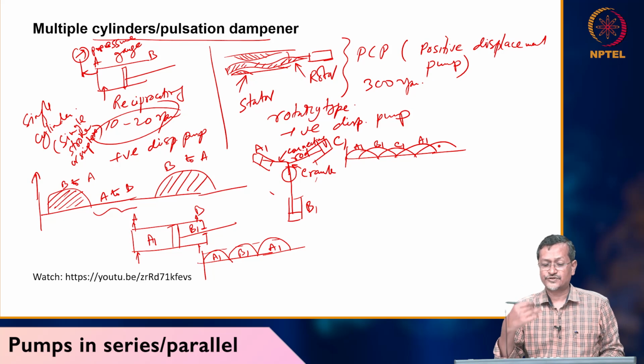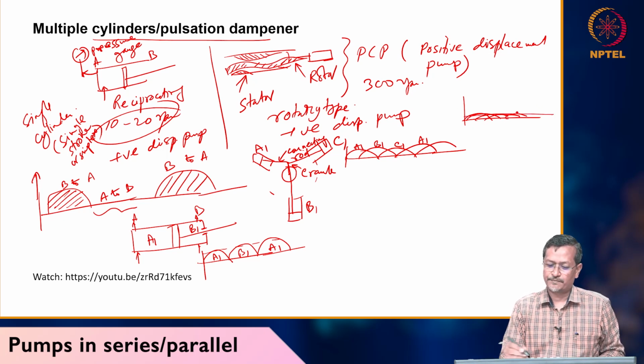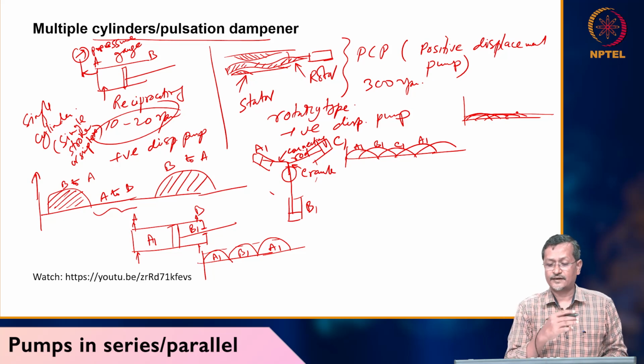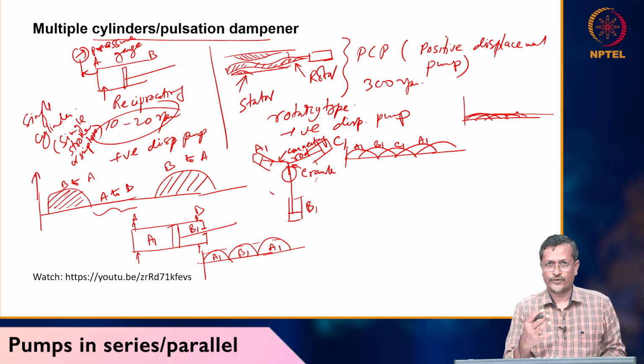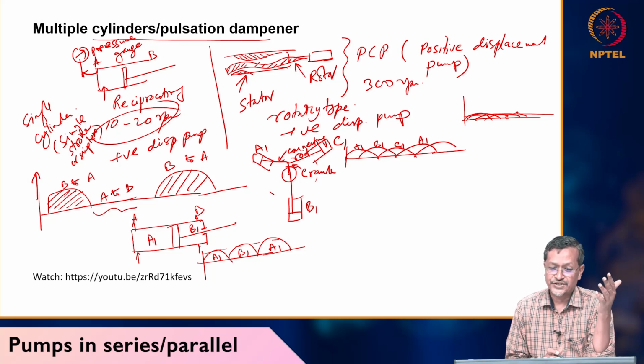Now if, instead of 3, I have many cylinders, what will happen? The pulse profile will be like this. So you will get almost constant flow. If you have many cylinders, you are delivering a greater total amount of fluid, and you are getting almost pulse free delivery. But in some cases you do not get that much benefit from having multiple cylinders. In this case, what you do is use a pulsation dampener.